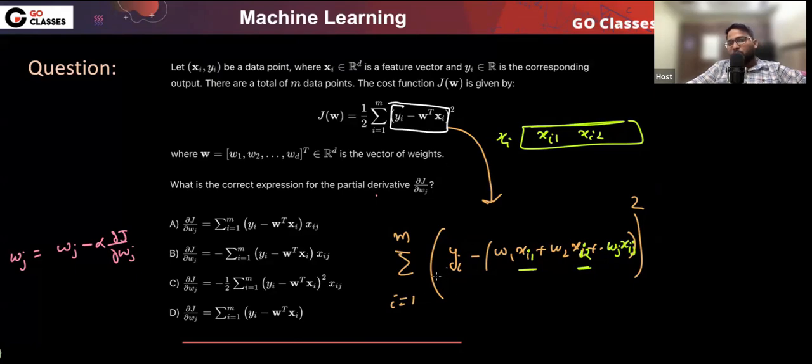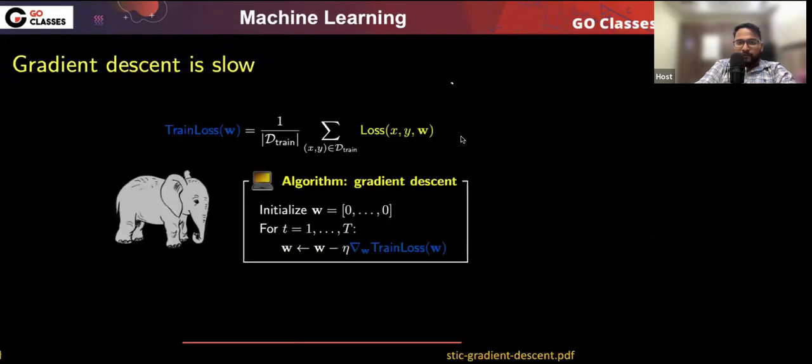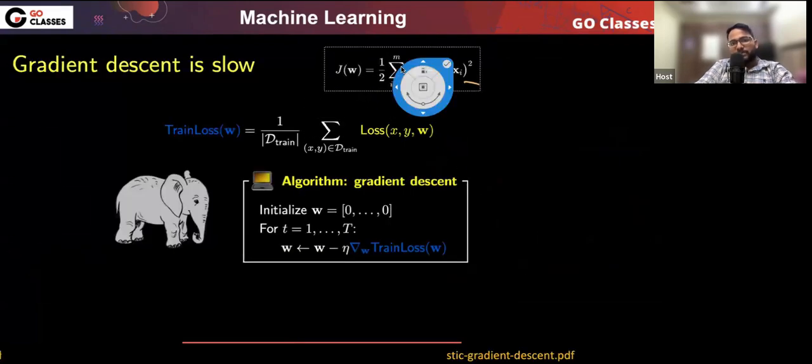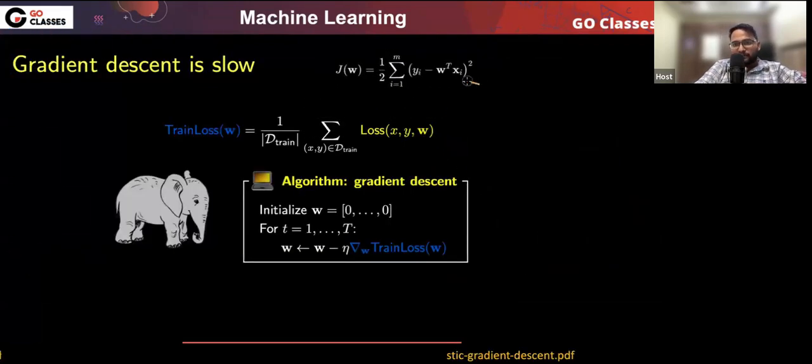So we are summing over all the data points. Let's suppose there are m data points. So here we are summing over all the data points. You divide by 1 by 2 or don't divide by 1 by 2, it doesn't matter. But yeah, we sum over all the data points. That is a very important point to notice here. Do you think that it is practically even possible? There are millions of data points, right?